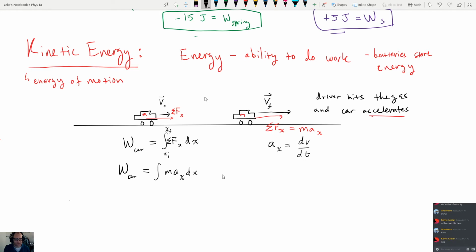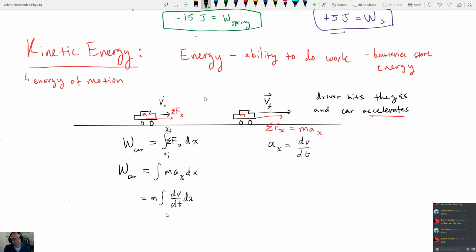The acceleration is the derivative of the velocity with respect to time. So we can put that in here. Let's assume that the mass of our car is constant, and that we can pull it out of our integral. So now what we end up getting is m times dv/dt, and then we have an x right here, dx here.